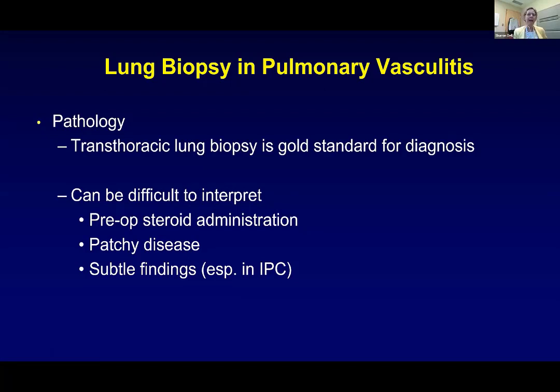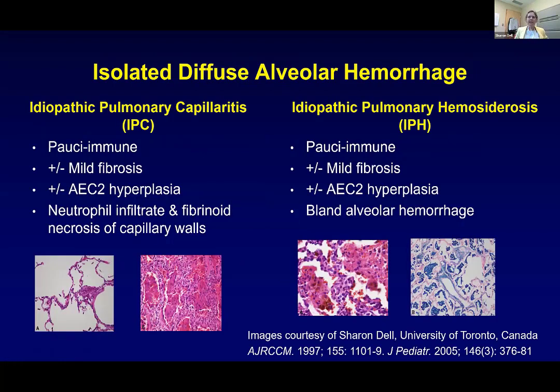It's typically a patchy disease, and so sometimes we're doing biopsies relatively blind, and you may not actually get the part of the lung that has vasculitis, and then the findings may be very subtle in a capillaritis. So now we're going to come back to my point about idiopathic pulmonary hemosiderosis versus IPC.